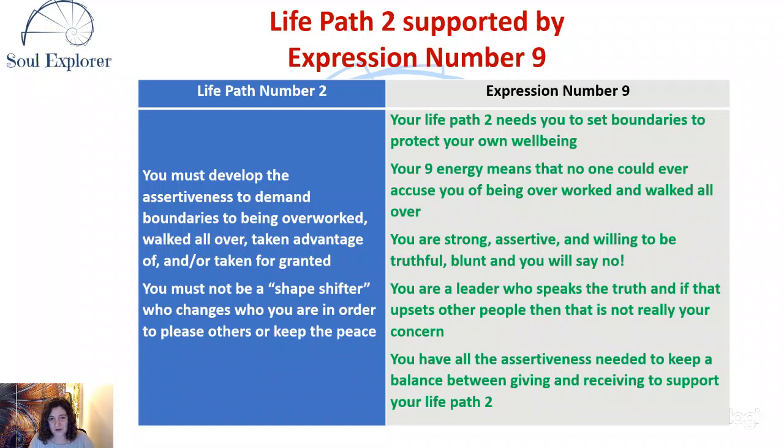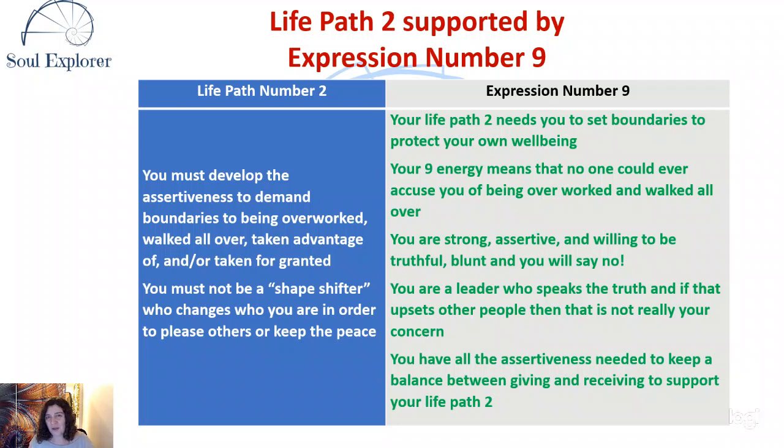So you must develop the assertiveness to demand boundaries against being overworked, walked all over, taken advantage of and taken for granted, and having other people take all the applause for your work while you sit in the background. Don't be a shapeshifter. Don't change who you are in order to please other people, or keep the peace, because then you'll end up being walked on more. This is a difficulty that the life path 2 struggles with. Your expression number 9, though, can balance this quite a lot, because 9 is quite a strong energy.